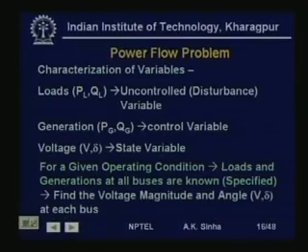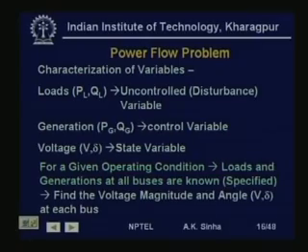Now, we will go into the power flow problem itself. Now, let us see what we have. We have loads P L and Q L, which are uncontrolled or disturbance variables, because loads are not controlled by us, they are controlled by the consumers. So, the power system operator has no control over the consumers, they can switch on or switch off their loads as they feel like. So, these are uncontrolled or disturbance variables.